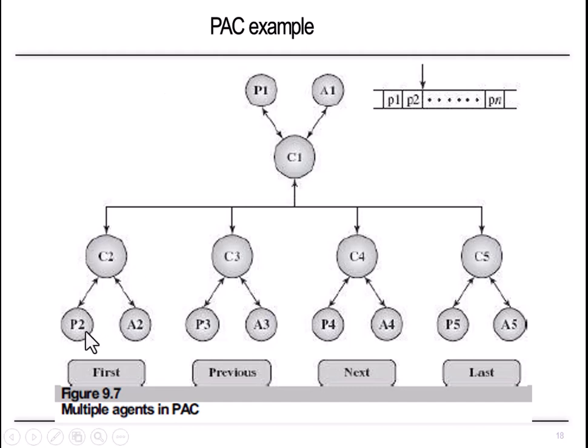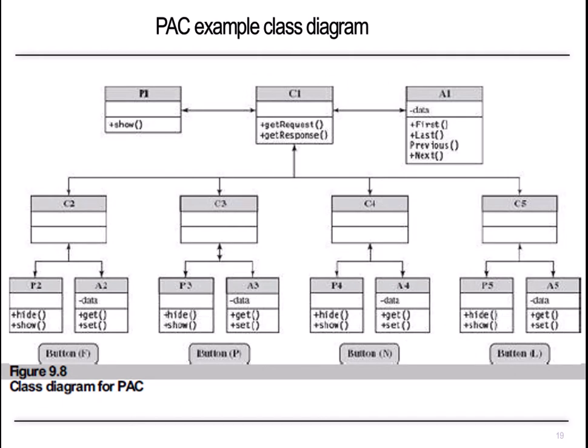This is presentation, which shows the interactive interface, and this is the abstraction, which shows the data repository. But remember that it is not as dominant as a model component. So this is the PAC example class diagram. Controller is connected to presentation and abstraction, and through the controller all agents are connected.